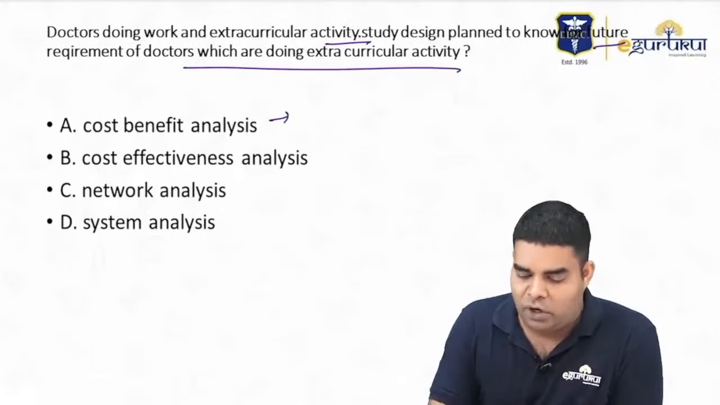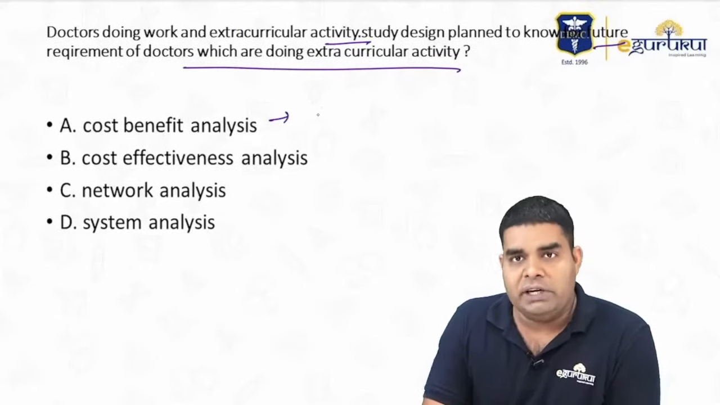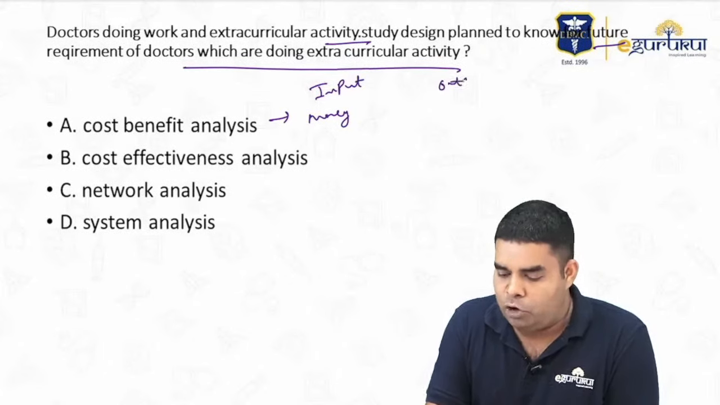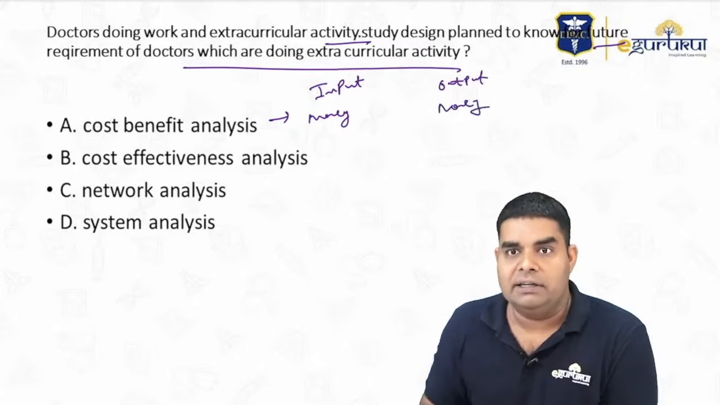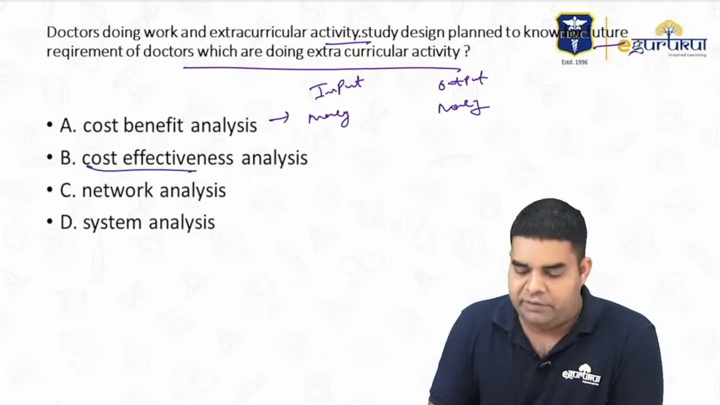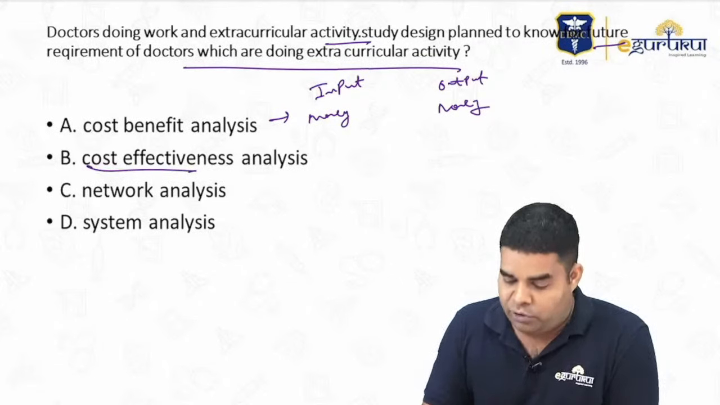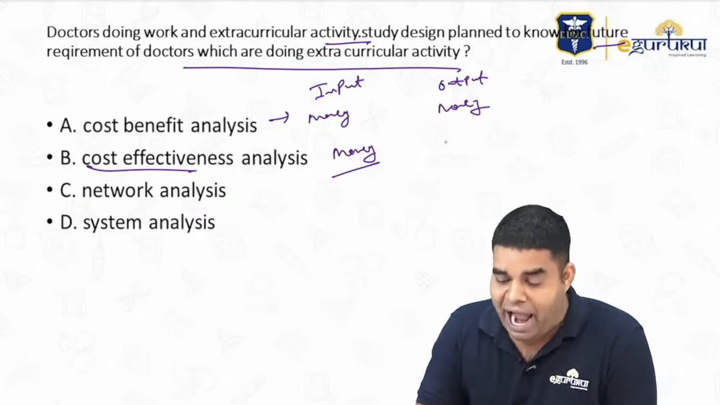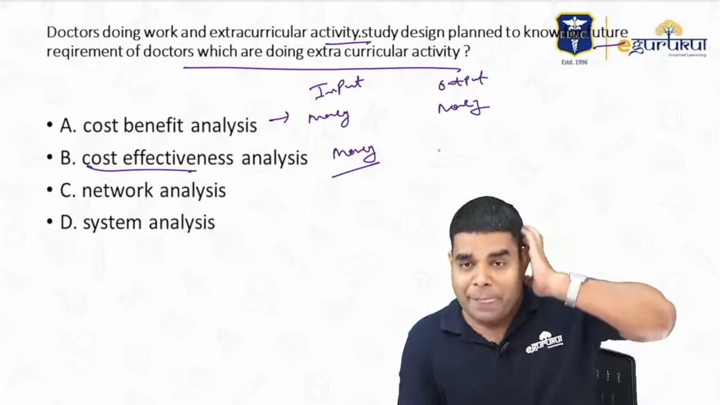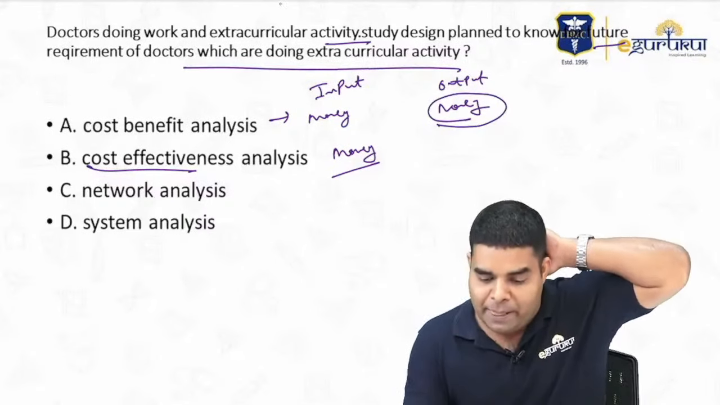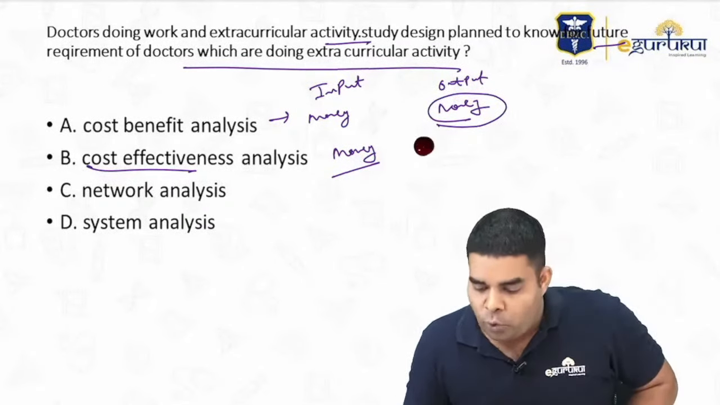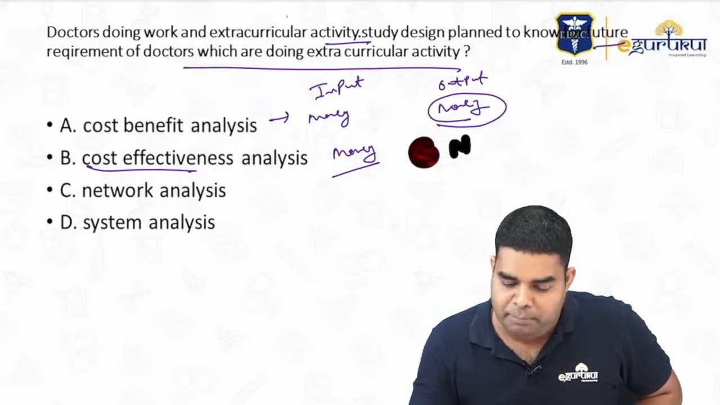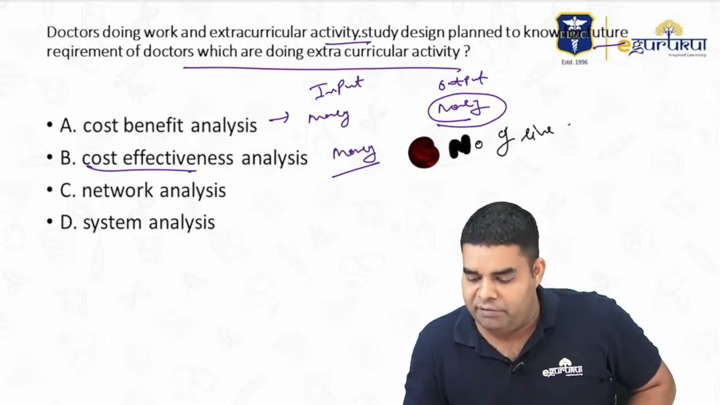What is cost benefit analysis? Cost benefit analysis means you will try to find out, okay, this much money I give in the input, and in the output, how much money I will earn. This is cost benefit. Cost effectiveness means you will try to find out, okay, this much money I will put for that doctor's salary, and what is the output I will get. Output means not output in terms of money, but output in terms of quality of work, number of lives saved, or number of lives improved.